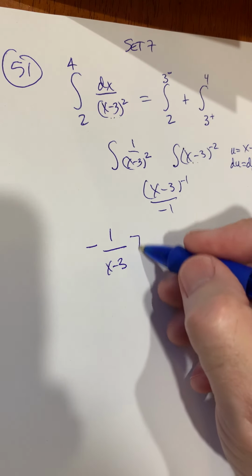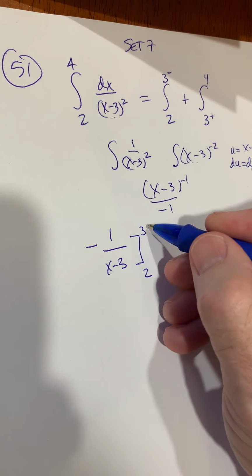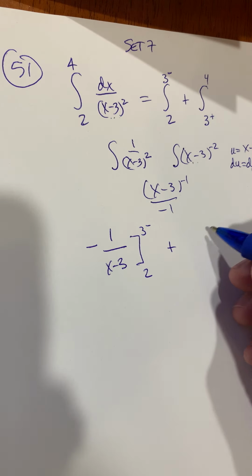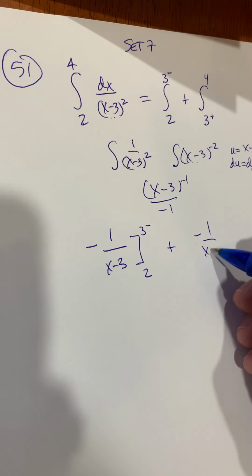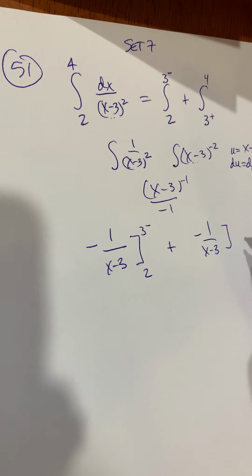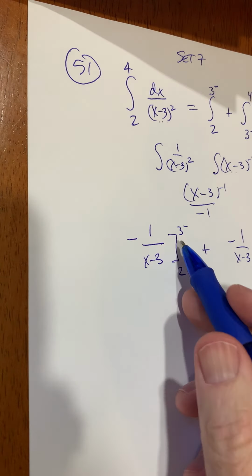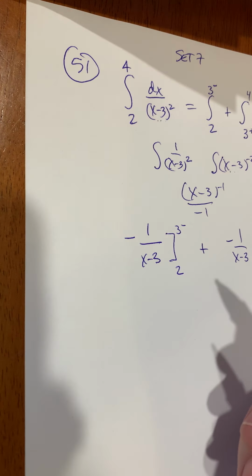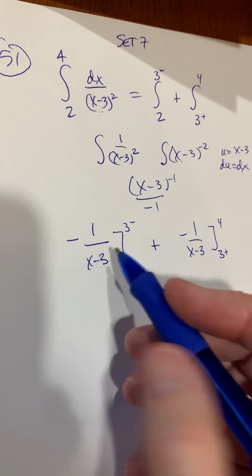That's my integral. We're going to integrate that thing from 2 to 3 from the left. We're going to add to that the same antiderivative, negative 1 over (x minus 3), from 3 from the right to 4. So notice when I plug this in, be careful with all these negative signs here.